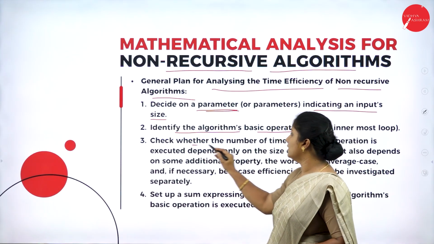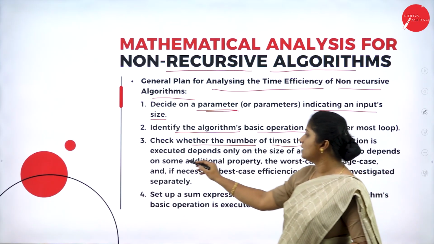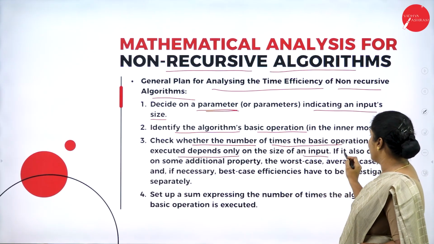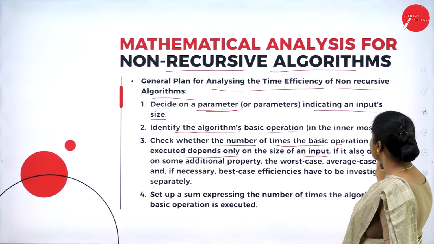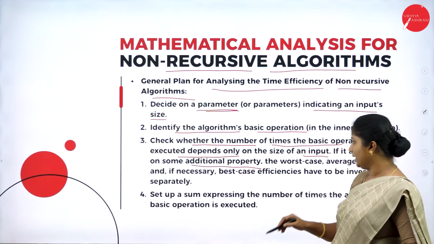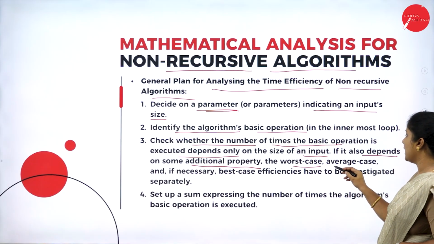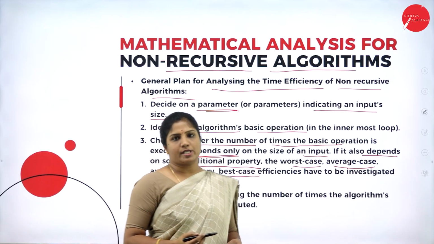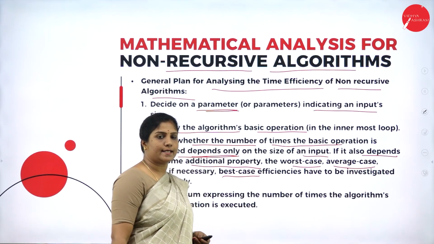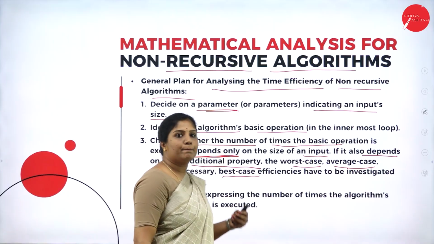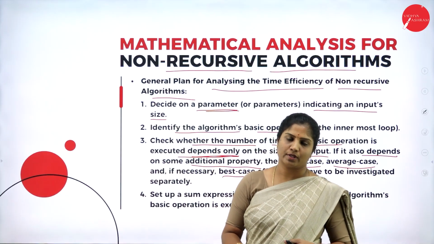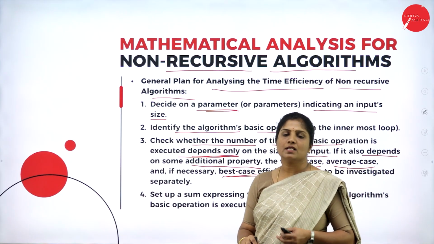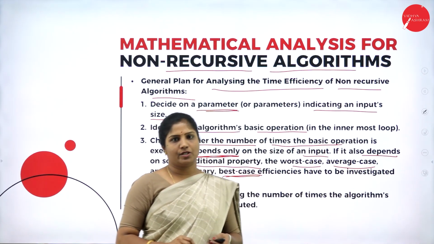Next, check whether the number of times the basic operation is executed depends only on the size of the input. If it also depends on some additional property, then we need to consider the worst case, average case, and if necessary, the best case. We need to check how many times the basic operation is executed in a program that depends only on the size of inputs. Then we can tell whether it's running in best case, worst case, or average case.